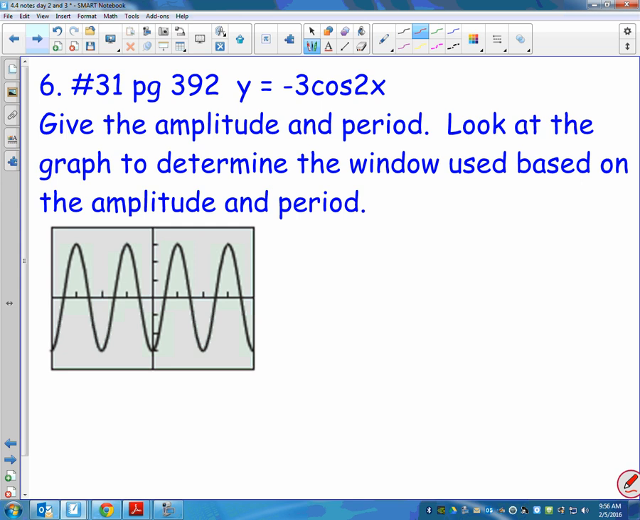But then the extra part is they give you the equation, so they want you to tell me what's the window on this, what's my x-axis go to, and what's my y-axis go to, using what I know about the amplitude and the period. Okay? So you know how normally they give you that little window at the bottom. On this one, they want you to give the window.